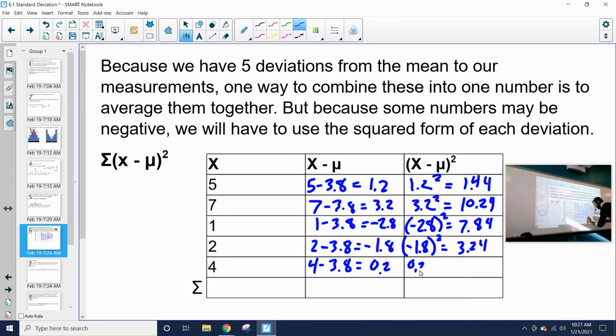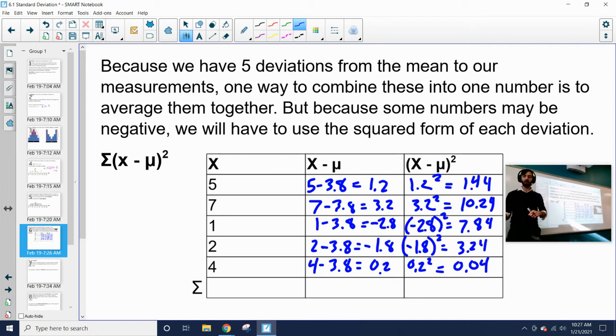If I do 0.2 squared, that gives me 0.04. So I now have the deviations of all my points, and I have the positive squared values of all these deviations. Now, our goal is to find the standard deviation. So that means the average of all these deviations.